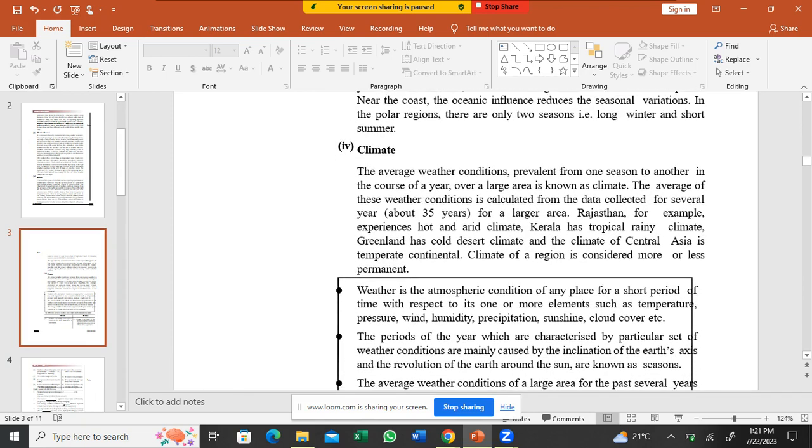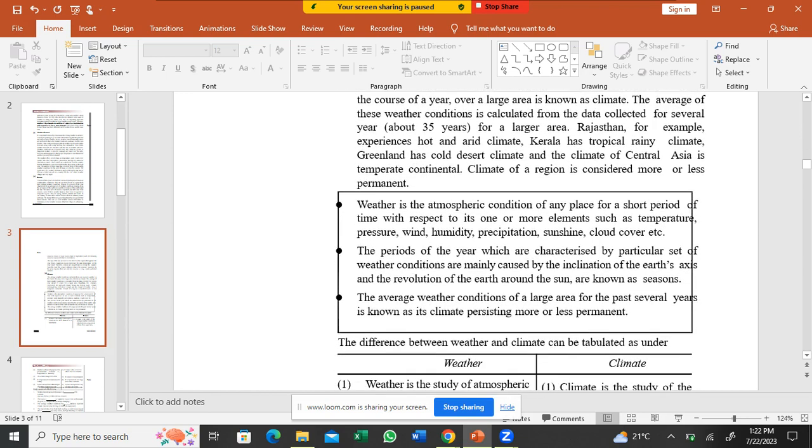Yes. Move on to climate. We said that climate is the average conditions prevalent from one season to another in the course of the year. We have talked about that. The average of the weather conditions is calculated from data collected over several years for a large period of time. So we can say generally that weather is the atmospheric conditions of any place for a short period of time with respect to one or more elements such as temperature, pressure, wind, humidity, precipitation, and sunshine.